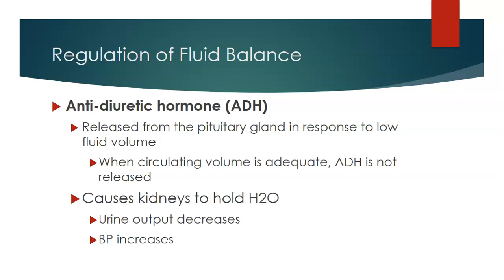So the other way that the kidneys regulate fluid balance is through ADH, which is, of course, Krista just told you guys about, antidiuretic hormone. So antidiuretic hormone is released from the pituitary gland, again, in response to low fluid volume. When circulating volume is adequate, ADH is really not released. This causes kidneys to hold on to water. This means that urine output decreases and blood pressure will increase.